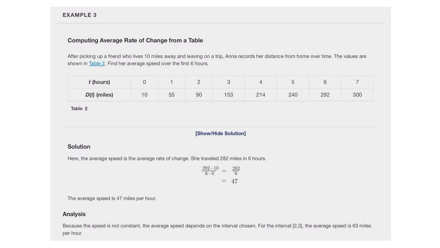Because the speed is not constant, the average speed depends on the interval chosen. If we did the interval from 2 to 3, the average speed is 63 miles per hour, right? So sometimes she's going faster, sometimes she's going slower. So then it averages out to this. That's interesting.